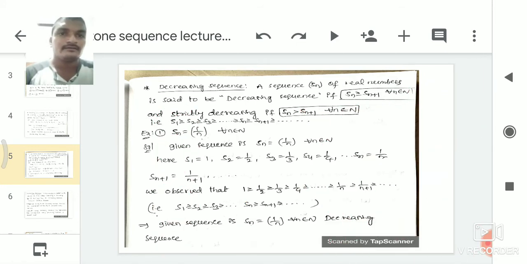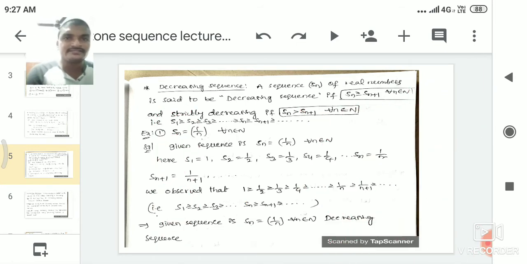Okay, here the terms of the sequence are: first term of the sequence is 1, second term is 1 by 2, third term is 1 by 3, then 1 by 4. So 1 by 2 is nothing but 0.5, 1 by 3 is 0.33, 1 by 4 is 0.25. So the relation between these terms is 1 is greater than or equal to 1 by 2 is greater than or equal to 1 by 3 is greater than or equal to 1 by 4 and so on. That is nothing but S1 is greater than or equal to S2 is greater than or equal to S3 is greater than or equal to and so on.